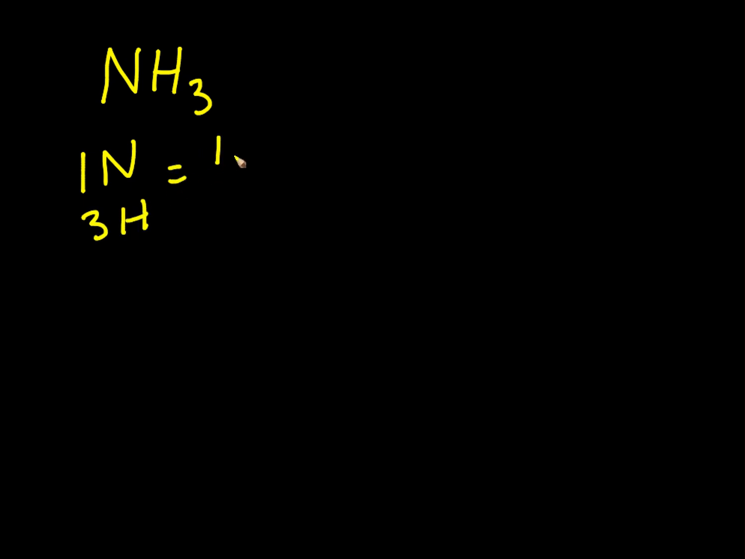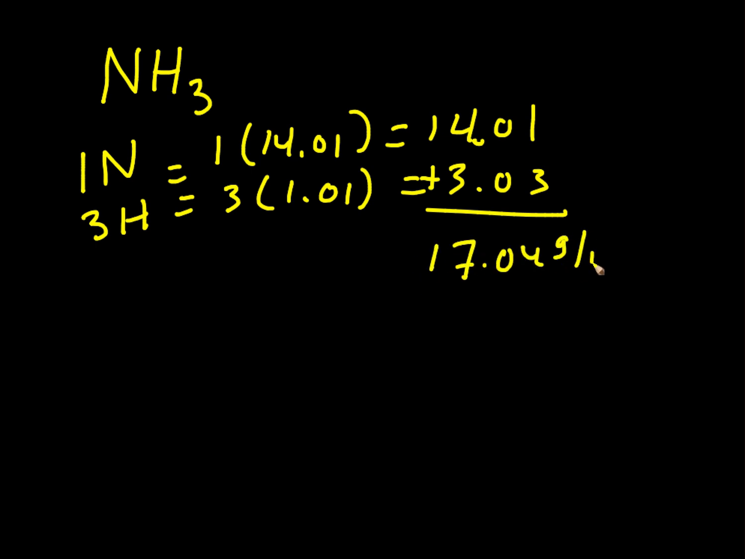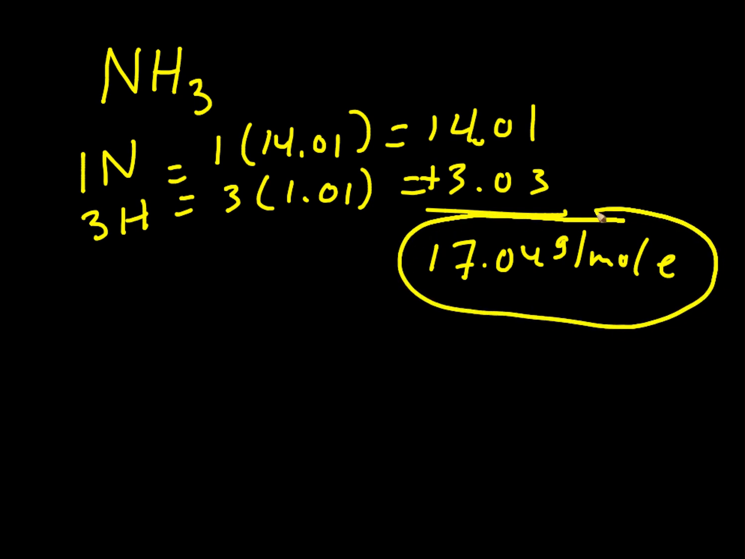It will be 1 times 14.01, the atomic mass of nitrogen, and 3 times 1.01, the atomic mass of hydrogen. So we'll have 14.01 and 3.03. So if we add those two numbers together, we'll have 17.04 grams per mole. Now, they do not want to know the percent composition of both elements. They just want to know nitrogen. So that's all we're going to do. Don't do more work than you have to.